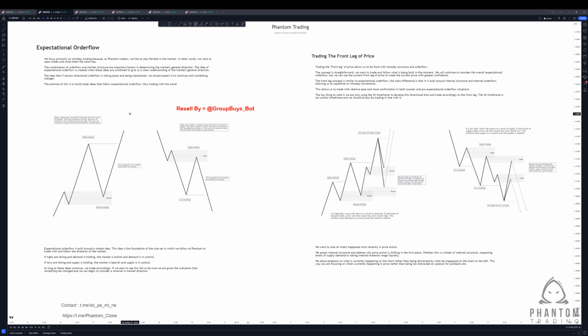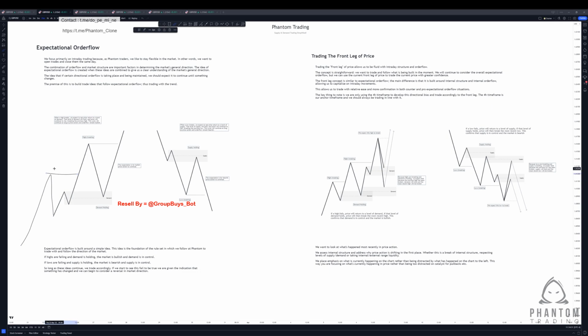Now, if we look at this example, we can see that if we draw this just to make things a little bit clearer, we have a structural range of this low and this high. And once this high breaks right here, creating this high, we expect to see price return to a level of demand. That level of demand should hold if we're expecting price to continue moving to the upside.